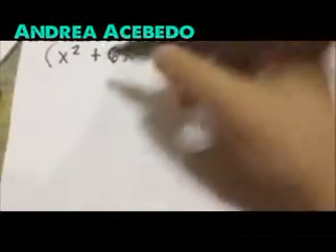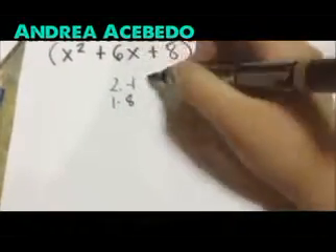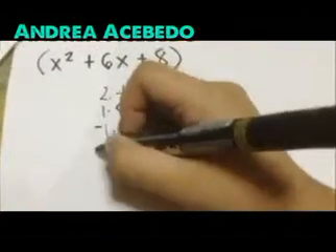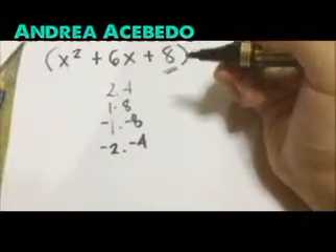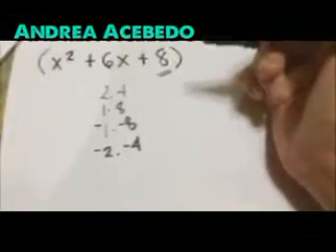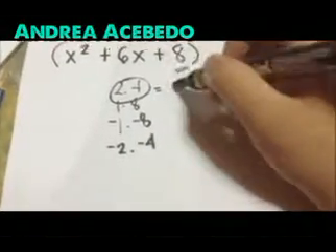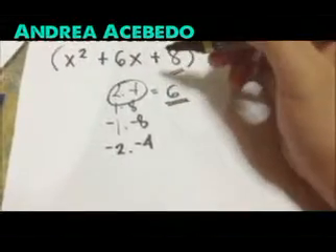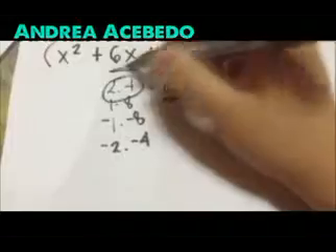So, the factors of 8 are 2 times 4, 1 times 8, negative 1 times negative 8, and negative 2 times negative 4. Now, the second step is to identify which factor pair would add up to the middle term, and that would be this one, because if added, it would come out as 6, because it would satisfy the middle term.